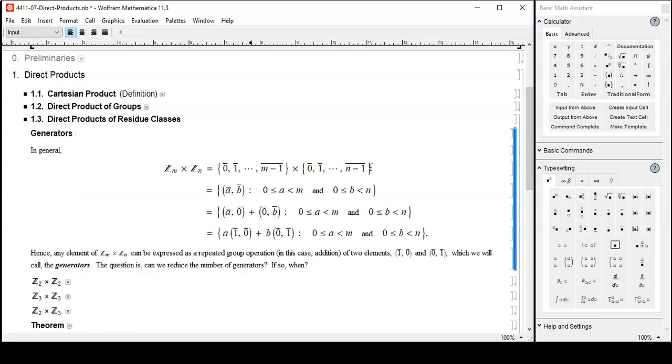So the direct product Zm times Zn is defined like this. Zm is 0 through m minus 1, the residue class, and Zn is 0 through n minus 1, again the residue class. Consequently, each element looks like this, a bar comma b bar, where a is coming from Zm, so between 0 and m, and b on the other hand is between 0 and n. Make sense?